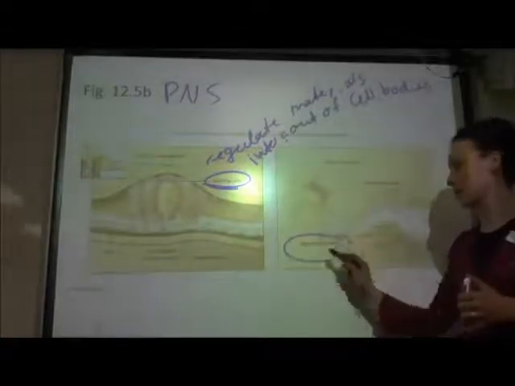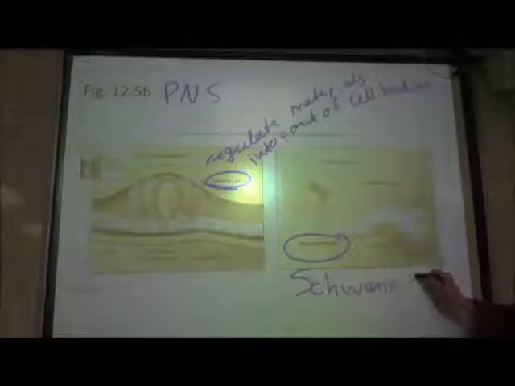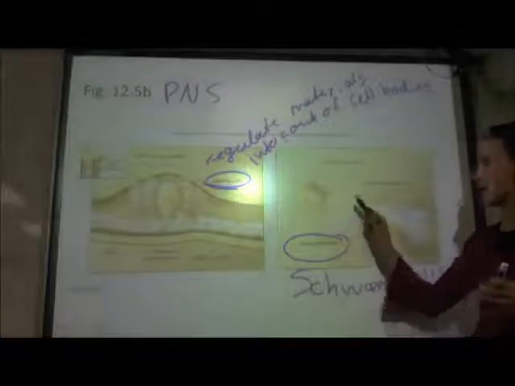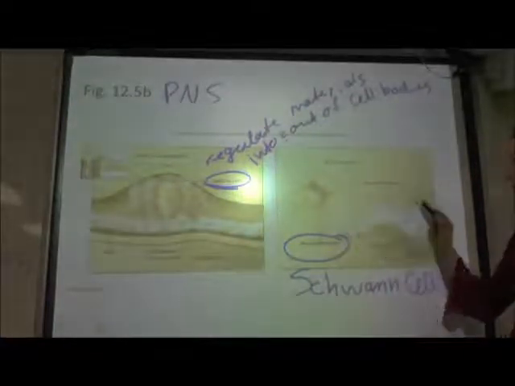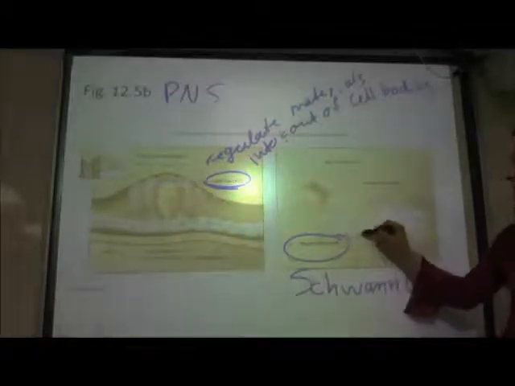your book calls a neurolemmacyte. These are also called Schwann cells. Most books, I think, still call them Schwann cells. And Schwann cells are the myelinators in the peripheral nervous system. And myelination in the peripheral nervous system is really important because it's speeding up the conduction of our action potential.